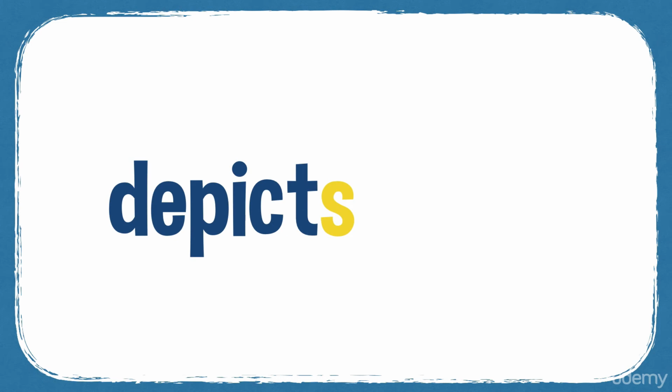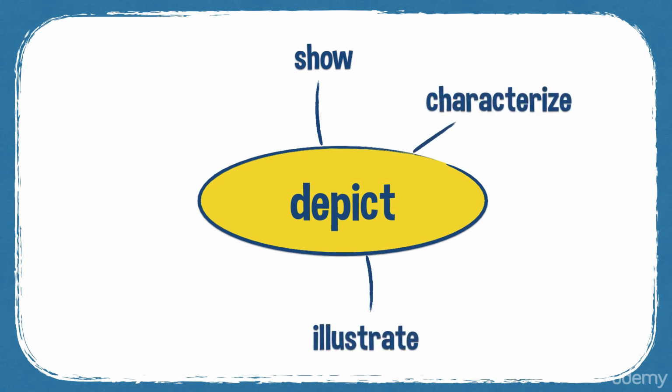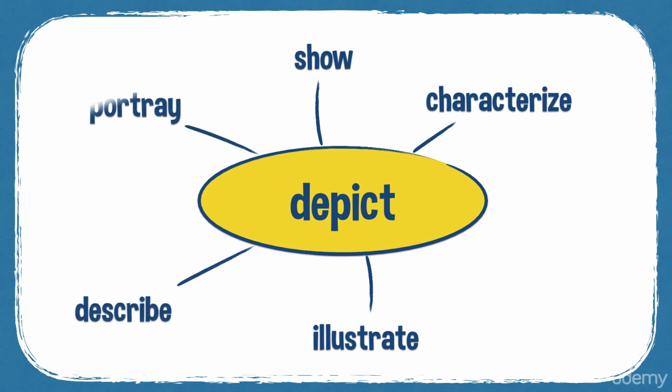Depict is a verb, so you can have depicts, depicting, depicted, and to turn depict into a noun, you say depiction. Note the different pronunciation there. And some synonyms for depict: show, illustrate, characterize, again, is the more general meaning of the word, and describe as well is quite general. Portray and represent.